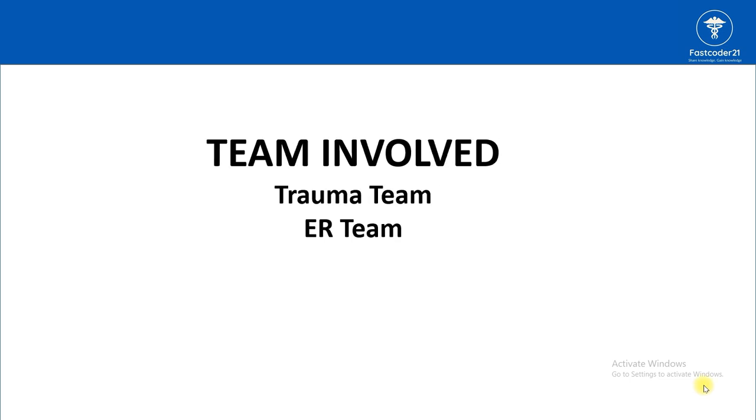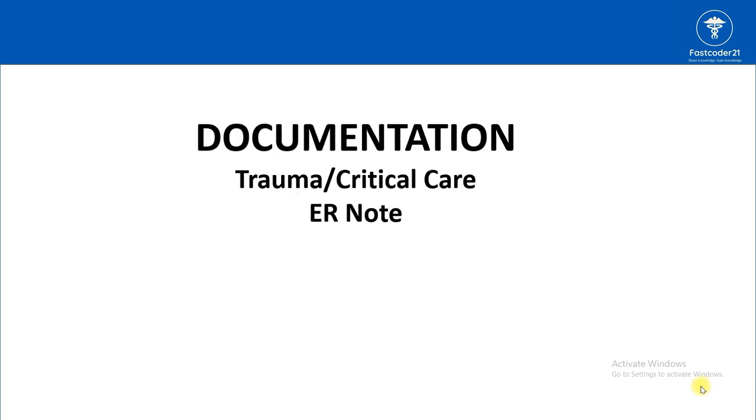Next, we need to understand who will be involved in trauma coding as well as ER coding. In trauma coding, the trauma team will be involved. In ER coding, the ER team will be involved, like ER physicians. Where do we get the documentation in order to code trauma coding and ER coding? For trauma coding, we need to consider documentation from trauma charts as well as critical care. Whereas for ER coding, we need to consider documentation from ER notes.